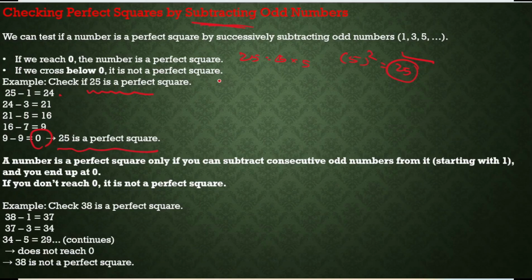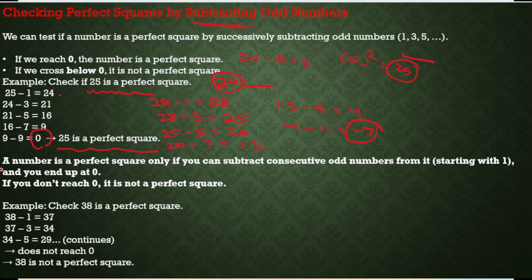Yes, to find whether 29 is a perfect square or not, see, 29 minus 1, this is 28. Again 28 minus 3, this is 25. Then 25 minus 5, this is 20. Then 20 minus 7, this is 13. Then 13 minus 9, this is 4. Then 4 minus 11, this is minus 7. So the answer didn't come to 0. So 29 is not a perfect square.